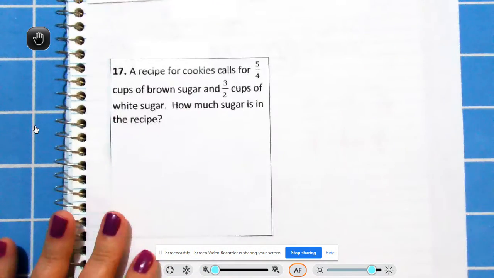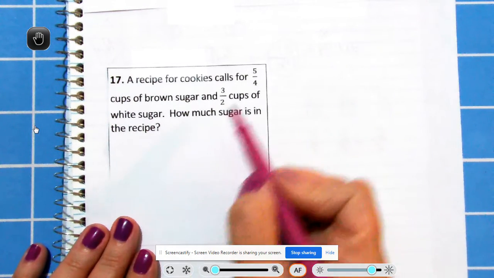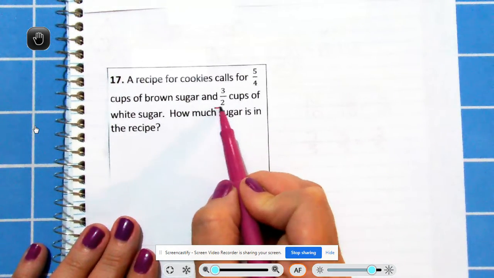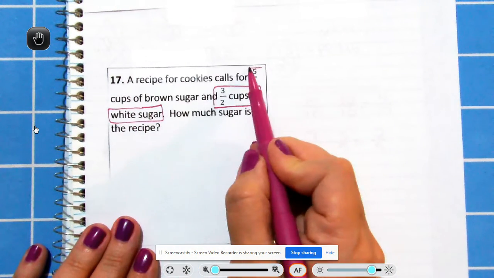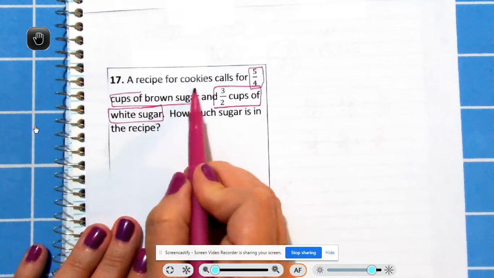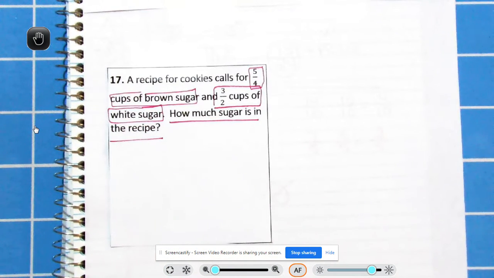All right, a recipe for cookies, yum, calls for 5/4 cups of brown sugar and 3/2 cups of white sugar. How much sugar is in the recipe? So we have 3/2 cups of white sugar and 5/4 cups of brown sugar. How much sugar is in the recipe? It's not asking you for how much more of one type than another you have. It's asking you to put it all together.